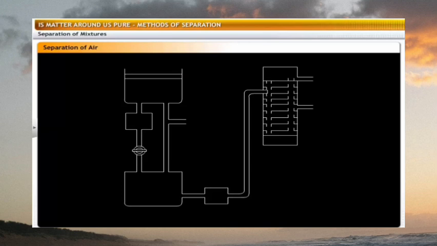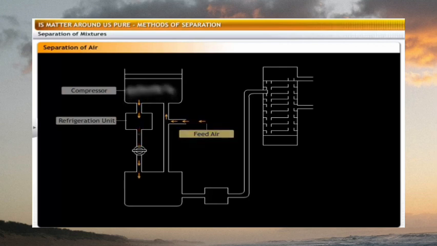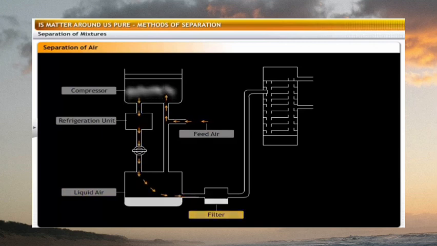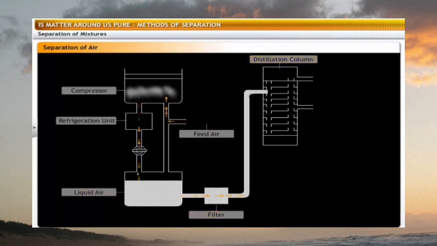Air is made up of different gases like nitrogen, oxygen, and carbon dioxide. These gases are separated from one another by the fractional distillation of liquid air. Here are the steps in this process. Air is compressed in the compressor and cooled in the refrigeration unit. Thus, the air gets liquefied. The liquid air is passed through a filter to remove impurities and then fed into a tall fractional distillation column from near its base. The apparatus is warmed.